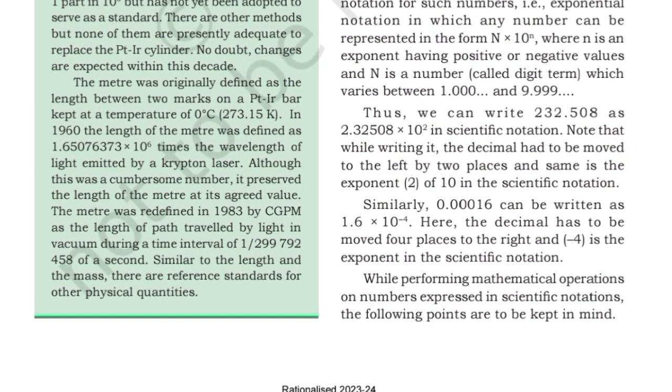Thus, we can write 232.508 as 2.32508 times 10 to the power 2 in scientific notation. Note that while writing it, the decimal had to be moved to the left by 2 places, and the same is the exponent 2 of 10 in the scientific notation.